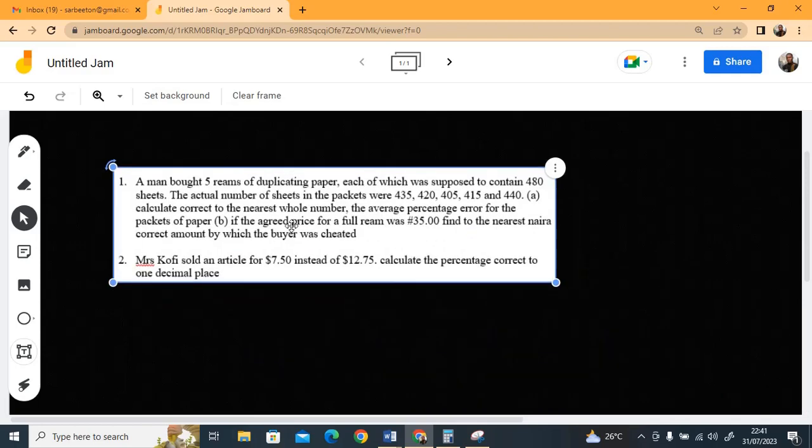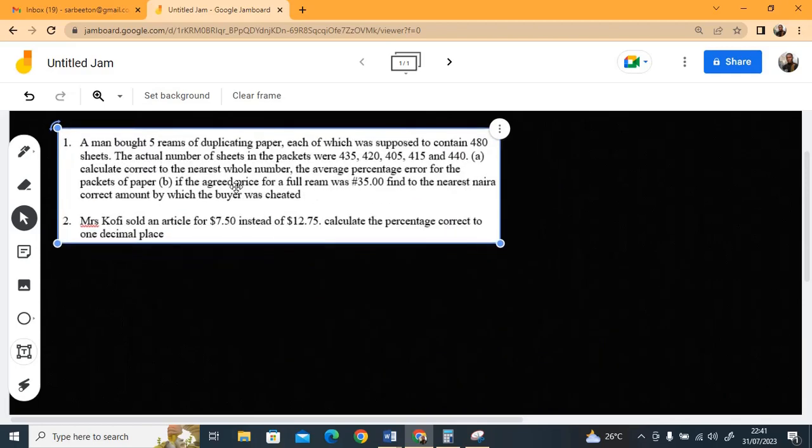Now look at this question. You can try it on your own. I'll be very glad if you can solve it on your own. Now the question says that a man bought 5 reams of duplicating paper, each of which was supposed to contain 480 sheets. Do you get that now? The actual number of sheets in the packets was 435, 420, 405, 450, and 440. It means these are the errors in the packets.